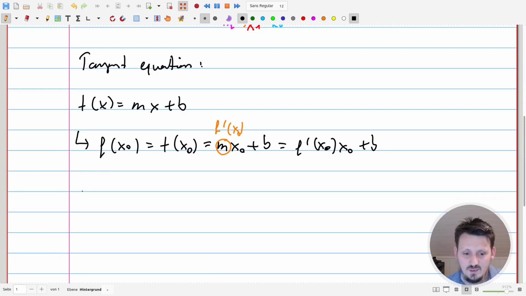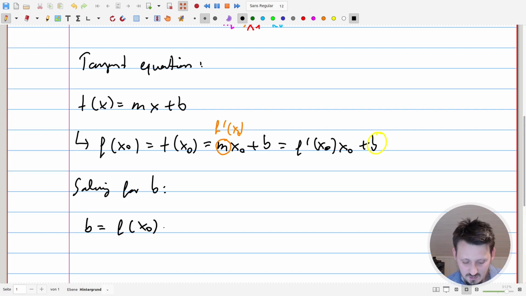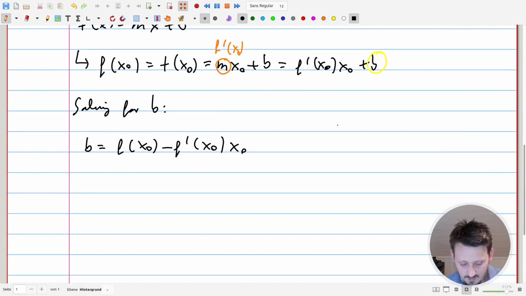What we can do now in the next step is solving this for b. We want this parameter b, and we can do this easily. You put everything that is written here onto this side. So then at the end we get b equals f of x0 minus f prime of x0 times x0. This is really not so difficult.